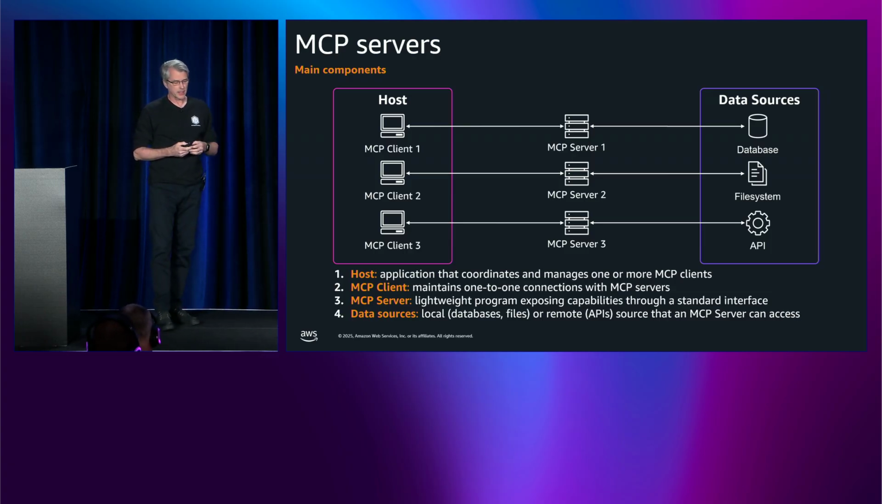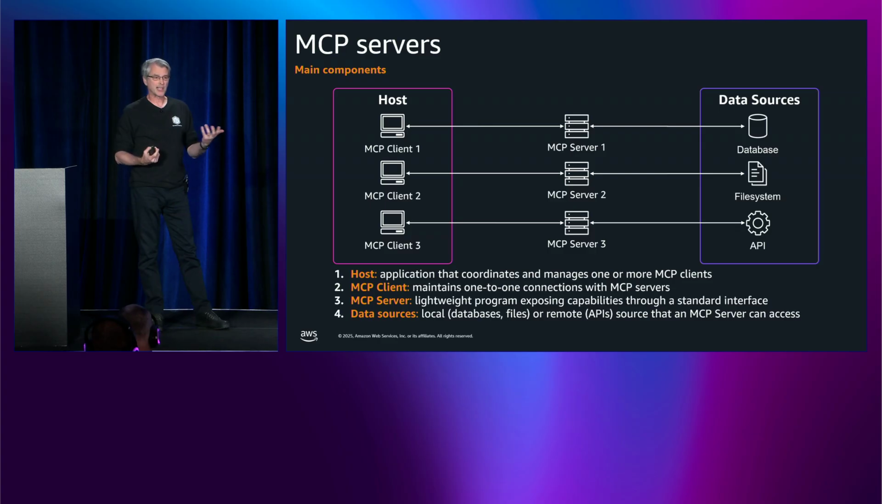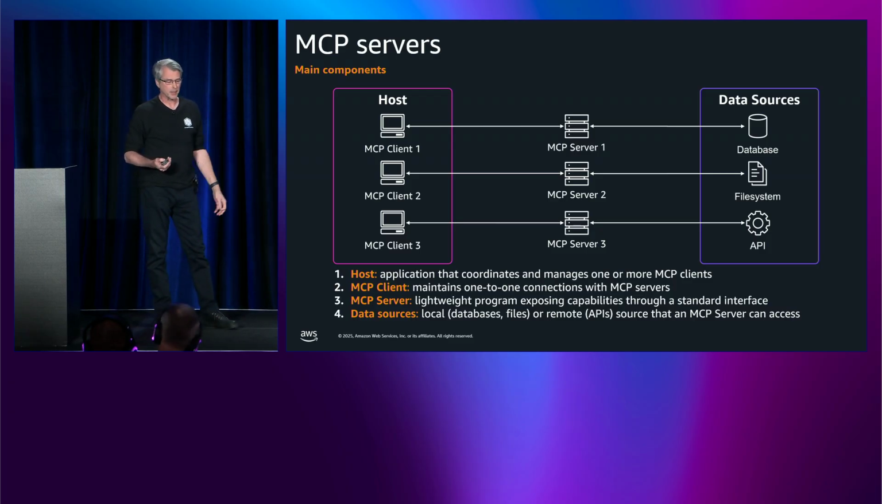The server is a lightweight program that exposes some capabilities, typically not a lot, through a standard interface, a JSON-RPC interface. And then over on the far right are your existing data sources. They could be local sources like databases or files. Could be remote data sources, maybe a web service or another API. But the point is, MCP servers can access all kinds of sources, whether locally or remotely.